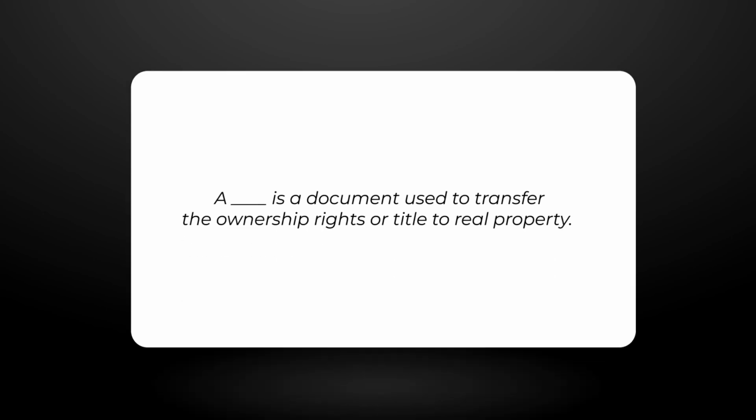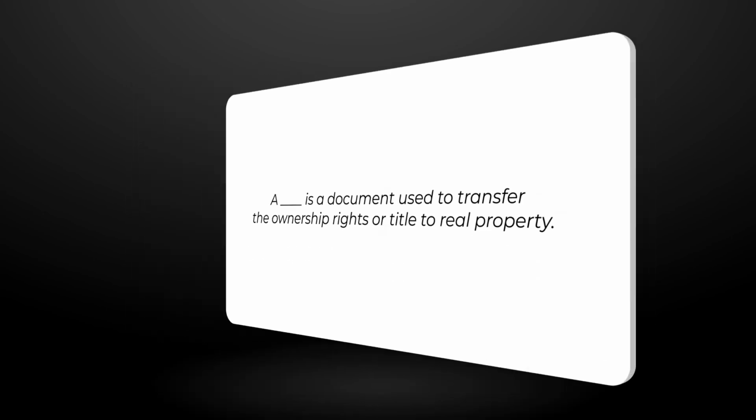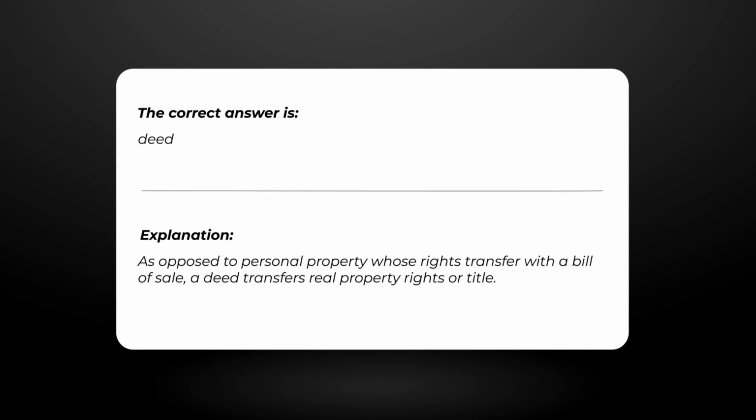A blank is a document used to transfer the ownership rights or title to real property. The correct answer is deed. Explanation. As opposed to personal property whose rights transfer with a bill of sale, a deed transfers real property rights or title.